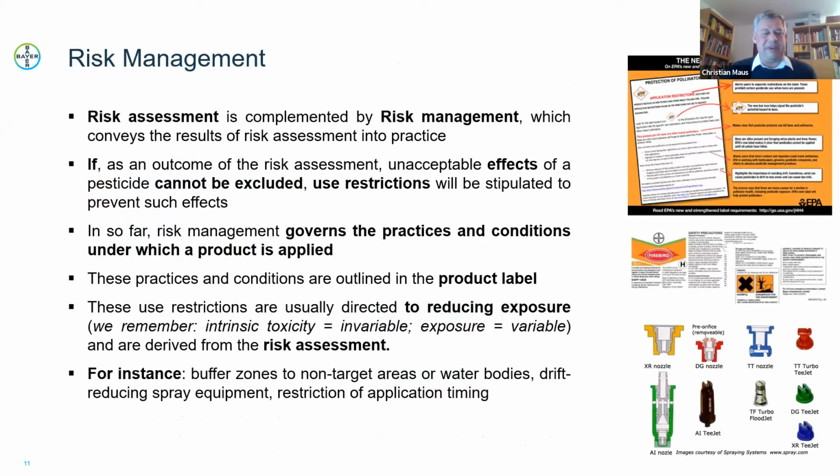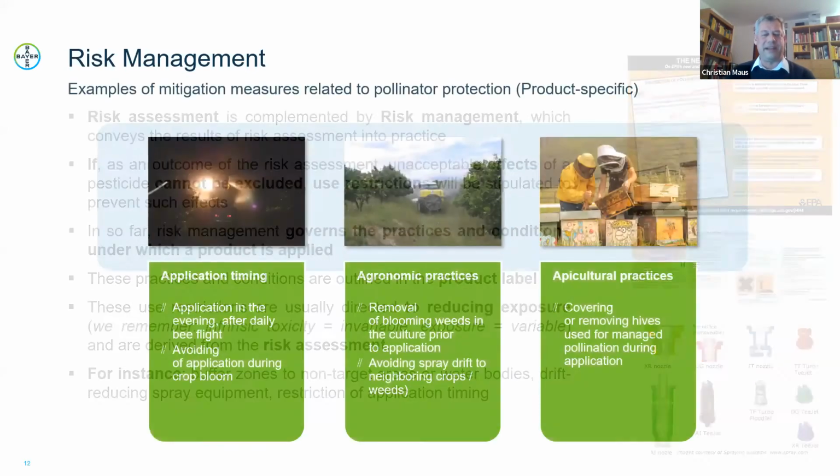Now the risk management follows, and this is complementing the risk assessment. If, as the outcome of a risk assessment, a risk under practical conditions cannot be avoided, that needs to be mitigated by appropriate measures, which are mostly targeting exposure, and those are stipulated in the product's label. You see here a few examples. This mostly comes down to changes or modifications in the exposure. I give you a few examples on the next slide.